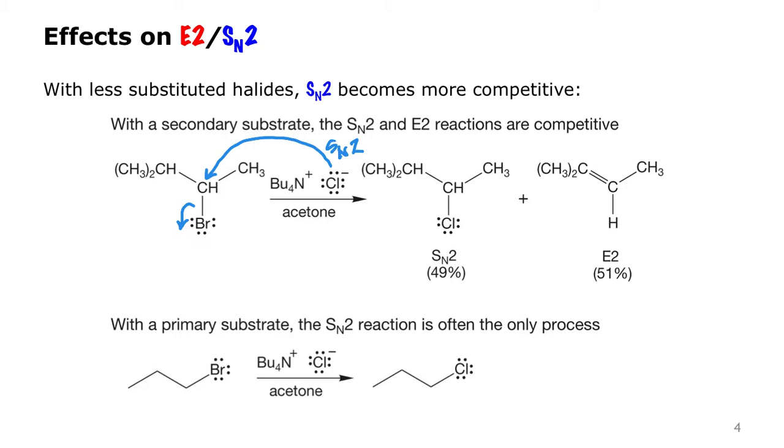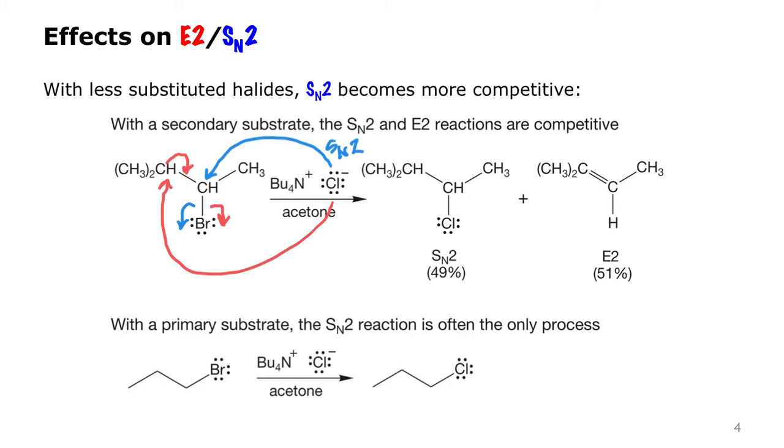But the other reaction that can occur is that the chloride acts as a Bronsted base, removes the proton, the electrons in that carbon-hydrogen bond become the pi bond, and bromide is the leaving group, and we end up with the E2 product. And this is typical of secondary substrates, that they will often give these mixtures of both substitution and elimination.